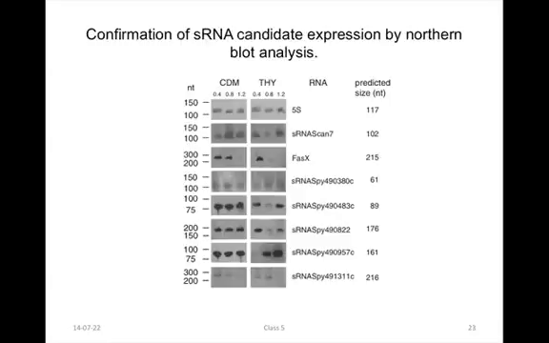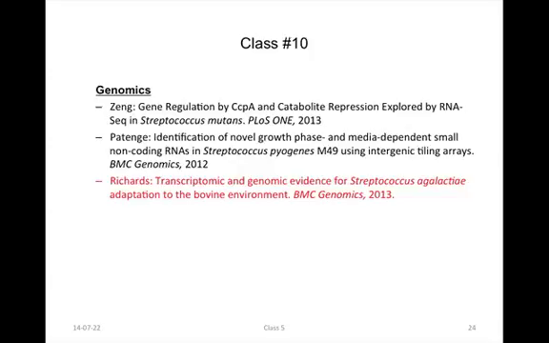And here's their northerns showing the same thing. What they're doing is they grow their cells in CDM, 3 different ODs, and THYE, 3 different ODs, showing the expression, and that should match what they see from the previous slide. So this confirms that these things are expressed. This is why I'm saying I think this is better, where they actually do this experiment, because this is confirmation of your small RNAs. And that's that paper.